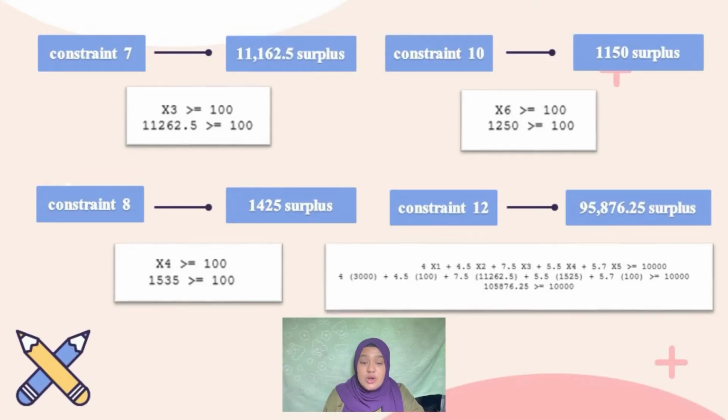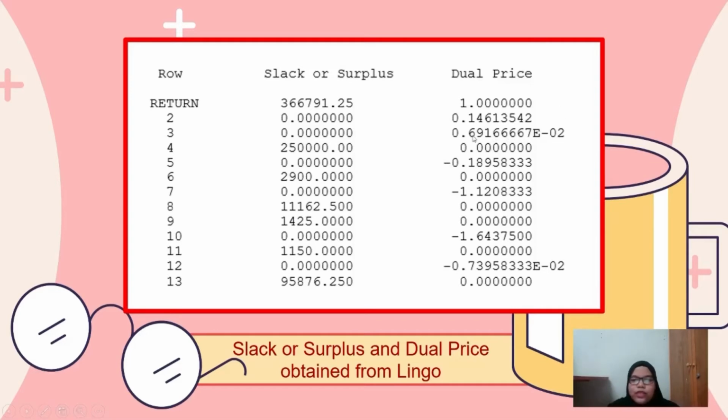So for constraint 7, it has 11,162.5 surplus, and constraint 8 has 1,425 surplus, and constraint 10 has 1,150 surplus, and the last one, constraint 12, has 95,876.25 surplus. This means all the constraints that have a surplus value are not satisfied as an equality. Now, we move to the dual price.